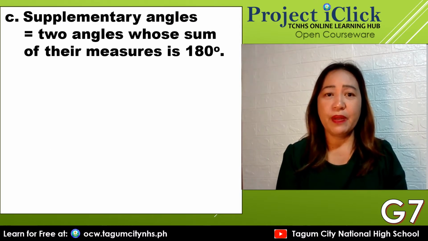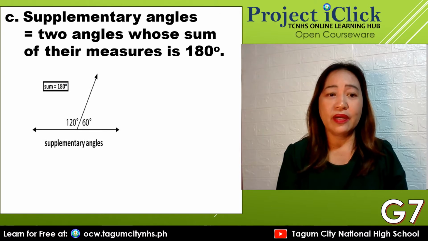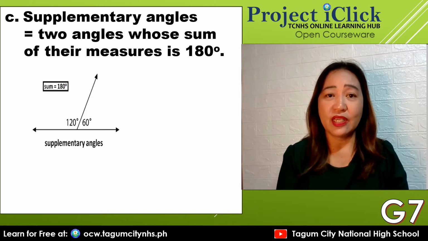Next, we have the supplementary angles. These are two angles whose sum of their measures is 180 degrees. So here, the two angles share a common endpoint, and they also share a common side. The measure of the first angle here is 60 degrees, and the other angle is 120 degrees. So the sum of their measures is 180 degrees. Therefore, these two angles are supplementary angles.